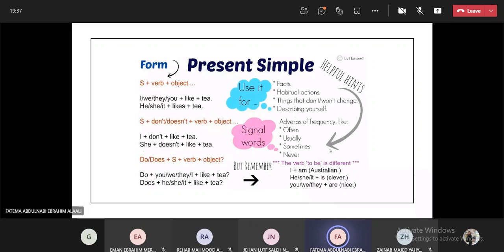You don't add s with the verb. If you wrote she doesn't like, if we put does or doesn't, as well for the question.